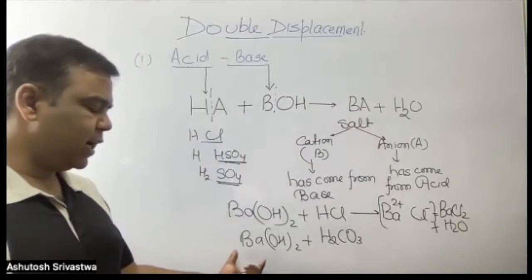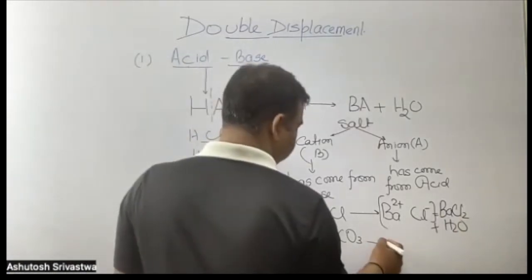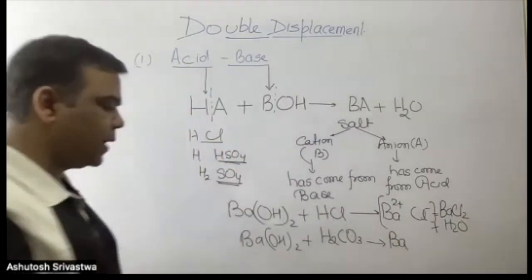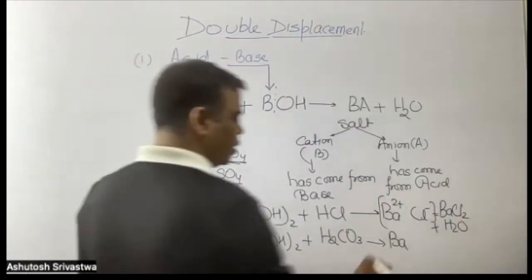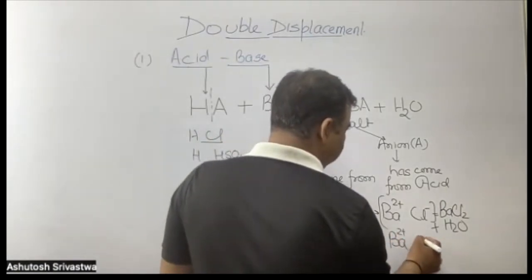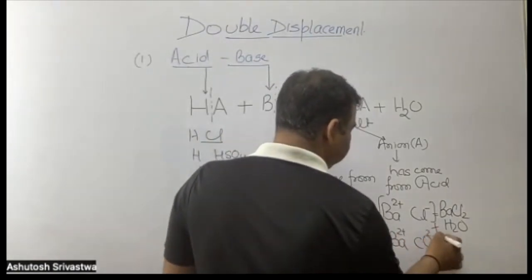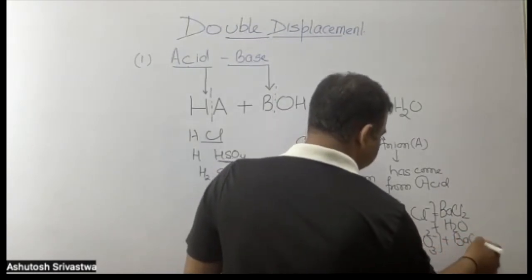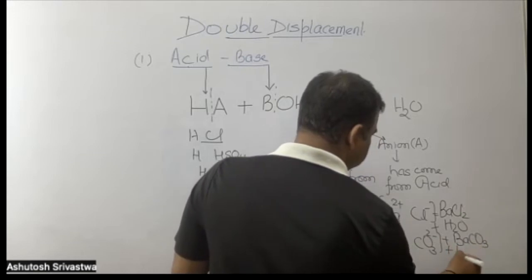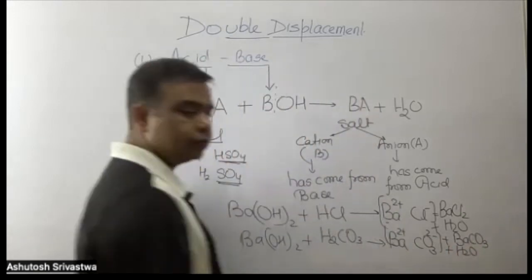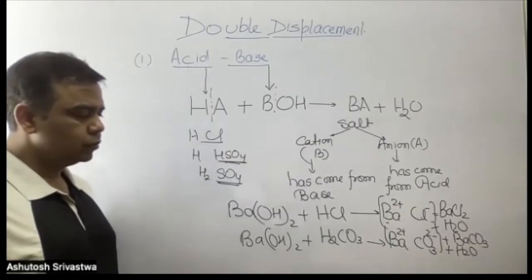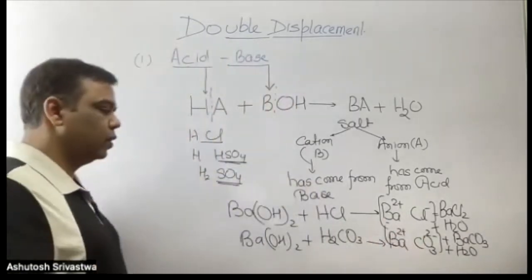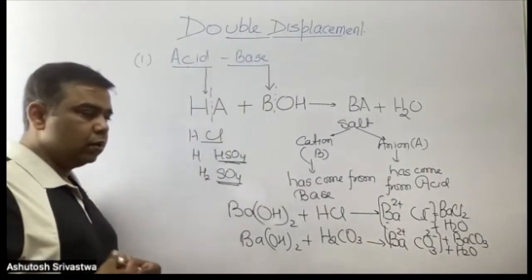Again, identify the negative part and the positive part. Barium is the positive part, Ba2 plus, and here you will get carbonate, CO3 2 minus. So you will get BaCO3 plus H2O. So the two different parts have to be very clear.